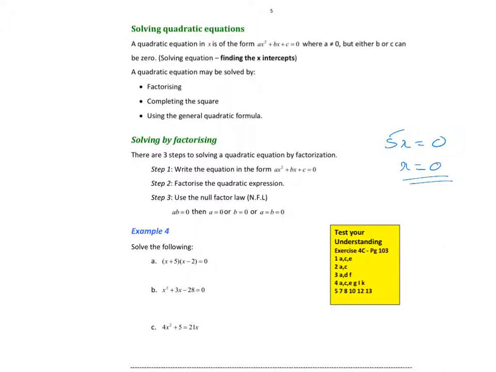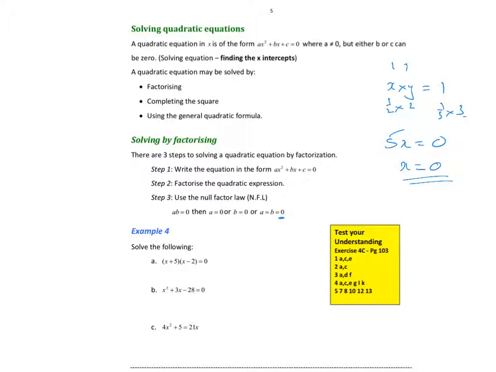However, if I've got a product of terms equal to, say, 1, well, there's an infinite number of solutions there. We can have 1 times 1 is 1. I could have half times 2, a third times 3, and that's not even talking about the negative numbers. So my null factor law only applies if my right-hand or left-hand side is 0.